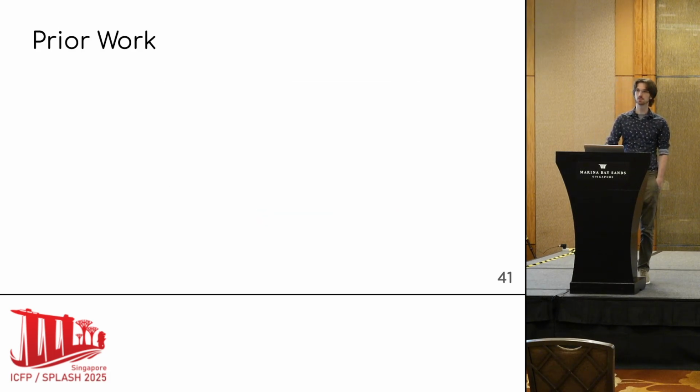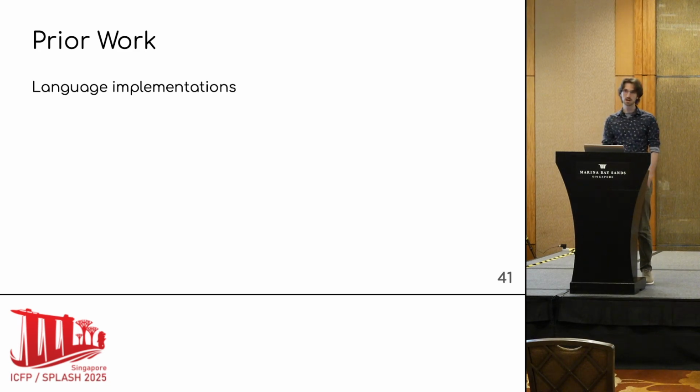And how does it compare with prior work? We're not the first people to tackle this problem. Well, lots of language implementations have some kind of incremental compilation or type checking. But usually this is at the level of the module or the file, where ours is at the level of individual AST nodes. And also some of this is not very well documented. So we're presenting a formal mathematical theory.